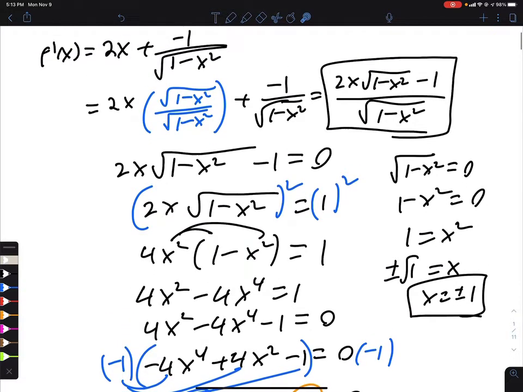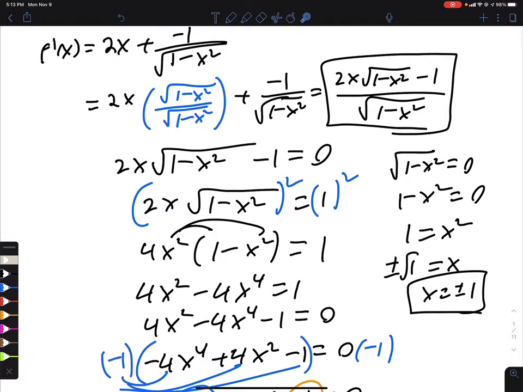Okay, now how do you show that a fraction is 0 or undefined? Because this is the derivative. A critical point is where this equals 0 or is undefined. Well, a fraction is 0 if the numerator is 0. So we set the top equal to 0 right here.